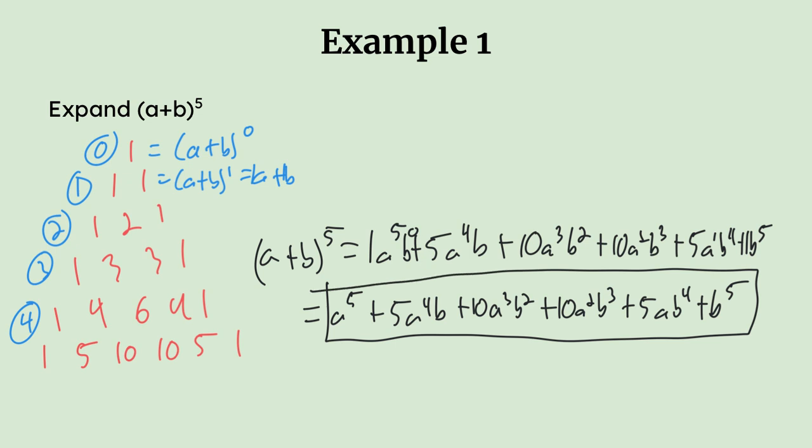Now remember, the two main things here are the coefficients match up with Pascal's triangle, and then looking at the exponents, this is decreasing by 1 each time, and then this is increasing by 1 each time. Those two things put together will get you the correct answer.